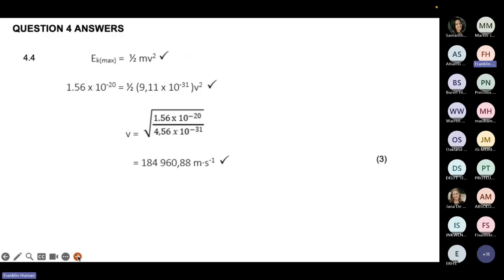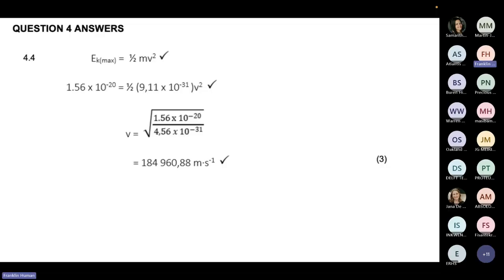That's 4.4, right? Ek max is equal to half mv squared. So we know what the maximum kinetic energy of my electron is. That is 1,56 times 10 to the power negative 20 joules, and that is equal to half mv squared. Now this may initially seem like a tricky question because you're going to think, but hang on, nowhere in the given information is there anything about the mass of an electron.